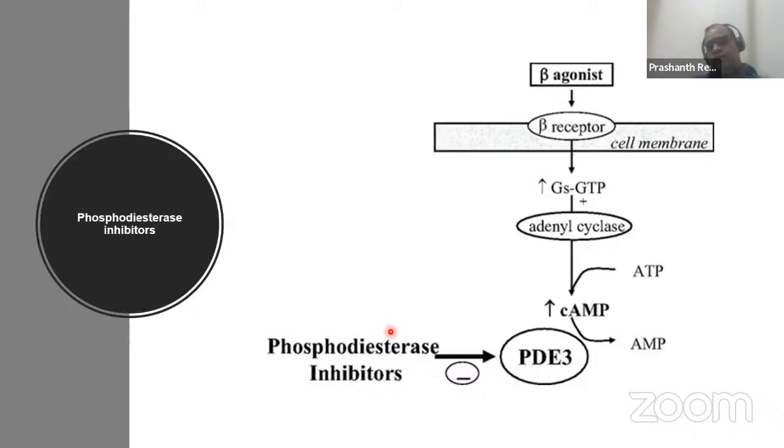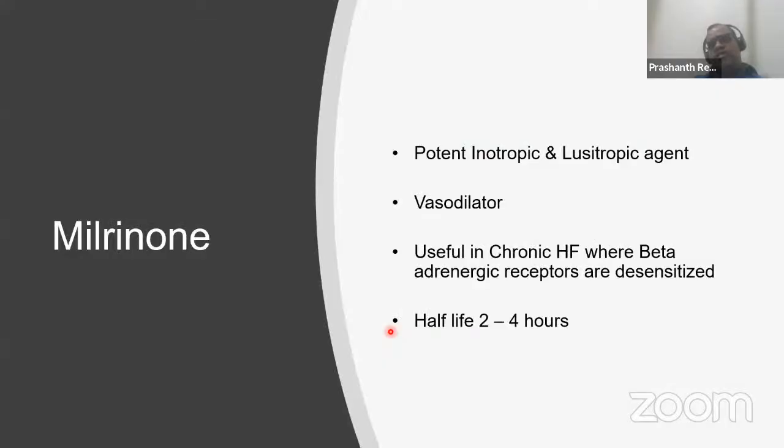When it comes to vascular smooth muscle, an increase in cAMP leads to vasodilatation. So they are typical inodilators. They increase inotropy and they cause vasodilatation. They are potent inotropic agents. They are also potent lusitropic agents. That is, the diastolic relaxation is also very good with these agents. But the only problem is the vasodilatation which they cause. So it can lead to significant hypotension. That has to be taken care of whenever these agents are being used.